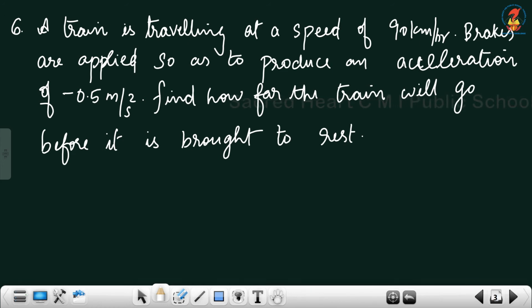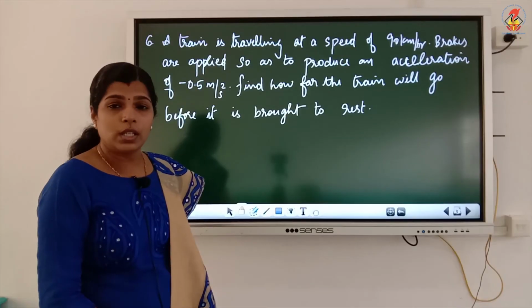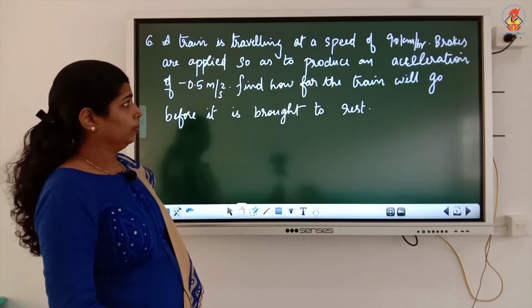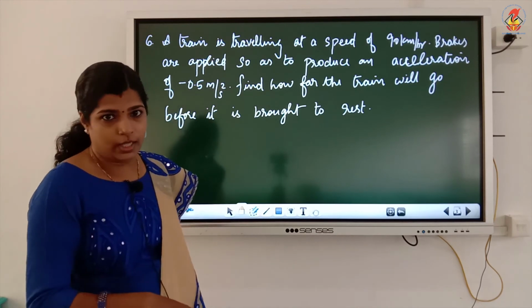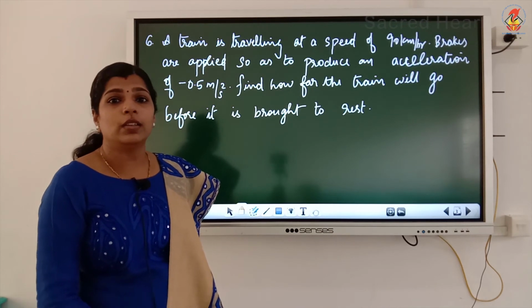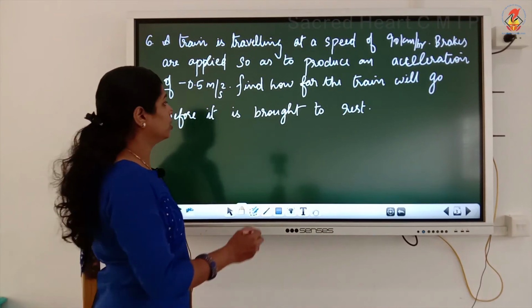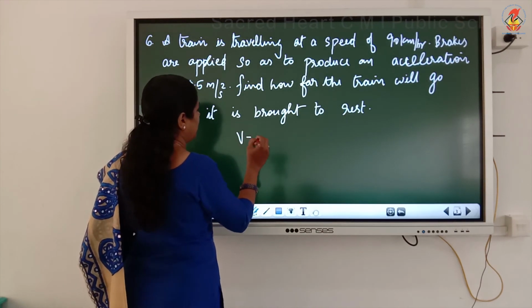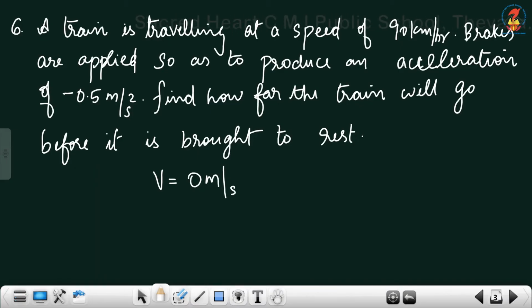Find how far the train will go before it is brought to rest. So, before coming to rest, what is the distance travelled by the train? Brought to rest or coming to rest means final velocity will be 0. So, we can write V equal to 0 meter per second.